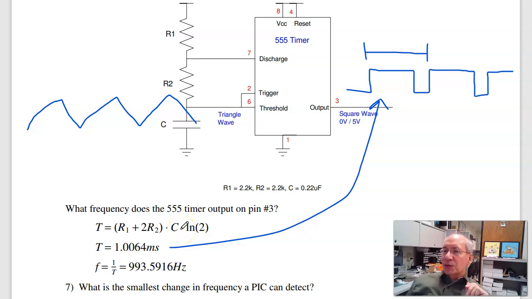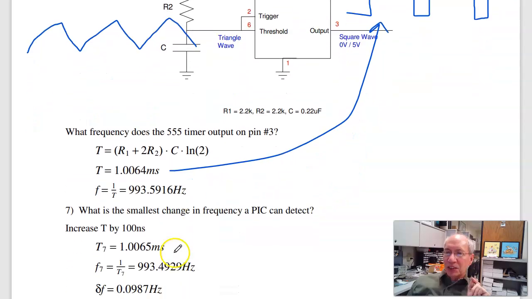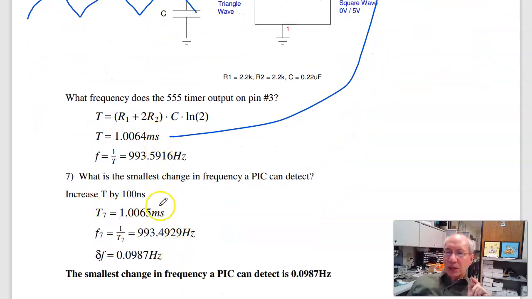The smallest change in frequency I can detect is if the period increases by 1 clock, 100 nanoseconds. So if I increase this by 100 nanoseconds, then find the frequency, the difference in frequency is 0.0987 hertz. So a PIC can actually tell the difference between 993.59 hertz and 993.49 hertz. You can see that that's the difference of 1 clock.